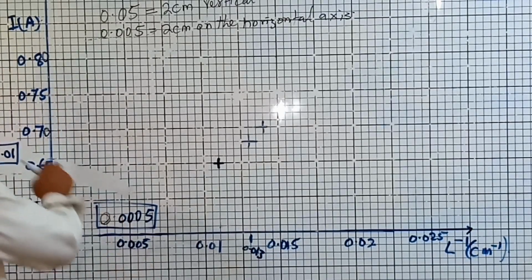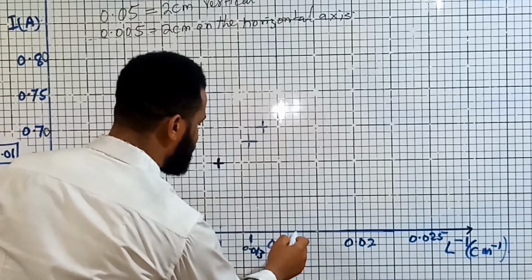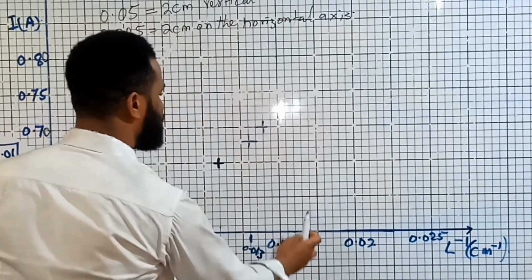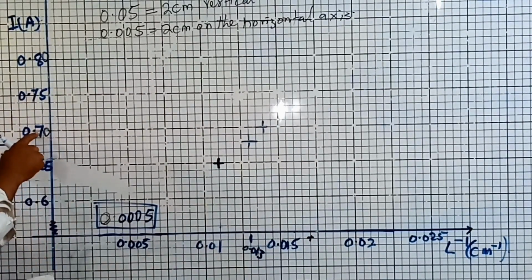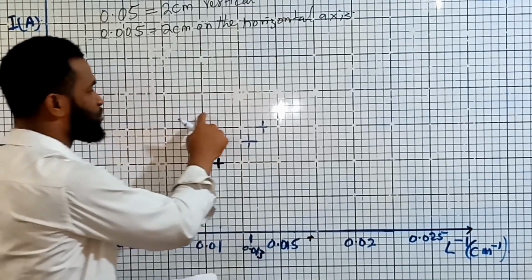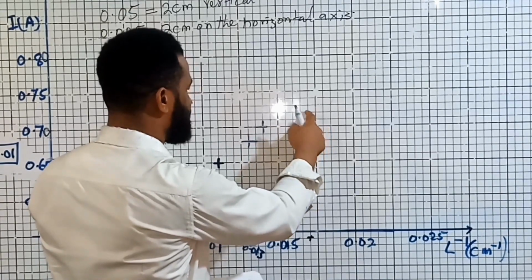Now, how do we get 0.72? So at this point, 1, 2, 3, 4. 1, 2, 3, 4. This is the point. So how am I going to trace it to get 0.72? Coming to this place, 0.70, 0.71, 0.72 is at this point. So we keep tracing to this point. This is the point here.